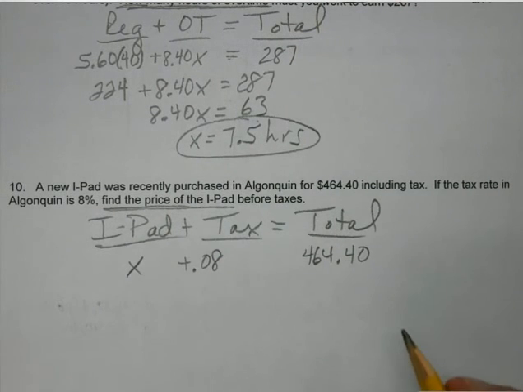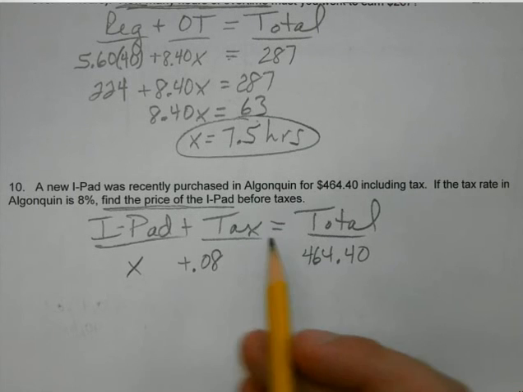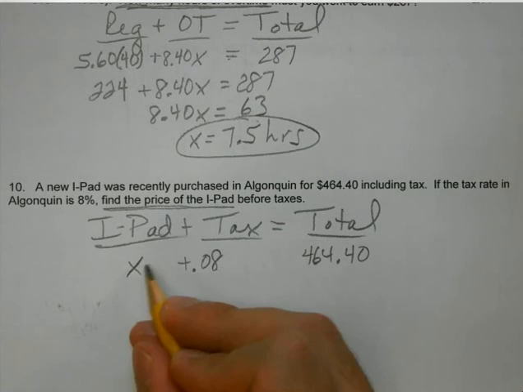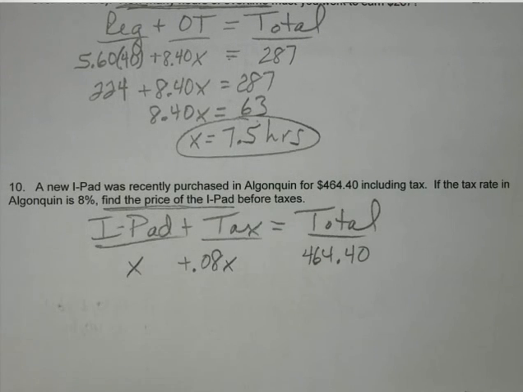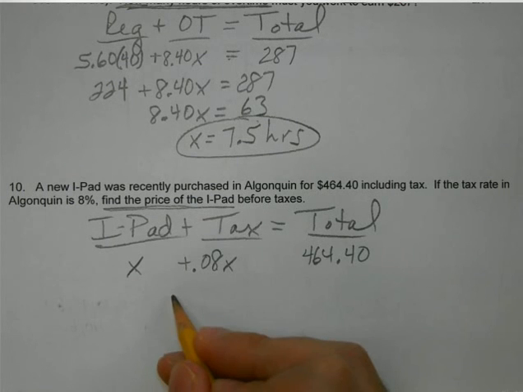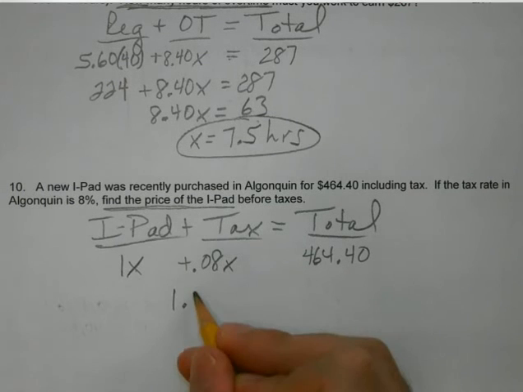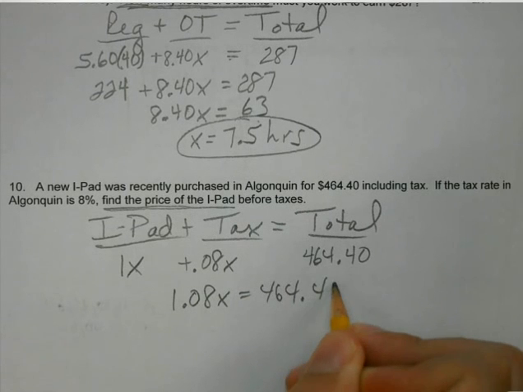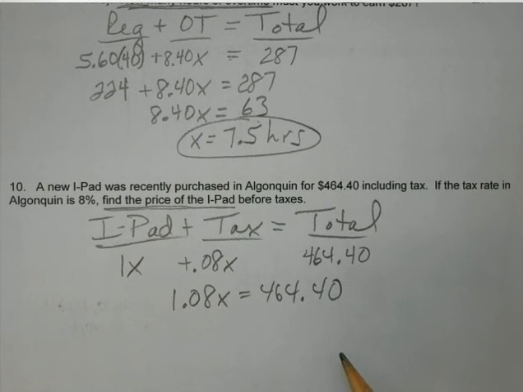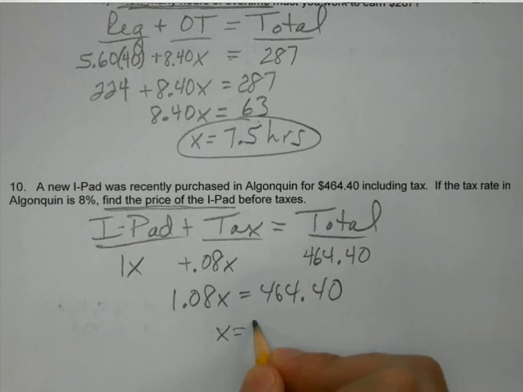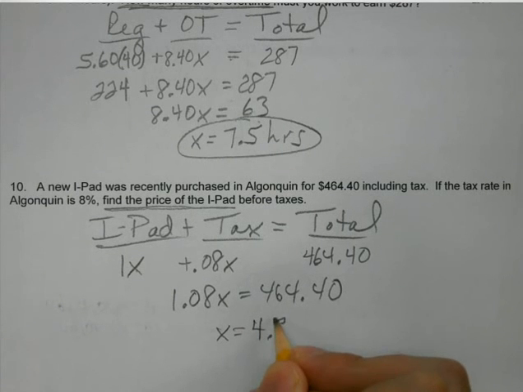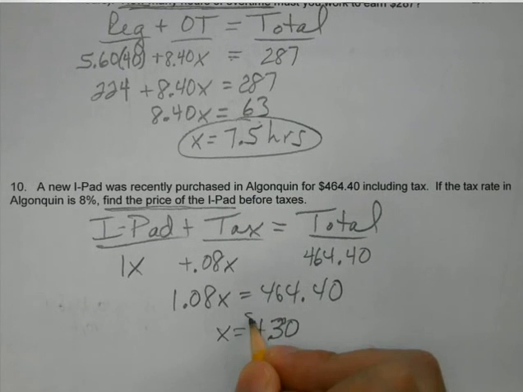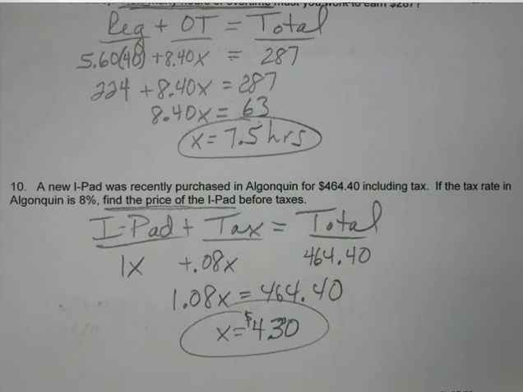So that's X. Then what do I do with the tax? Whatever the iPad is, I want 8% of the iPad. 0.08x. Add those up because this is like having a 1x. Go ahead and divide by the 1.08. Oops, I don't want a decimal there. There we go. And that iPad costs $430.